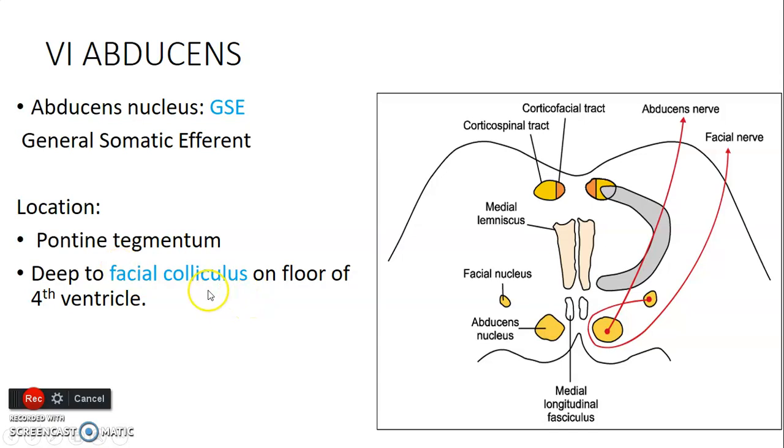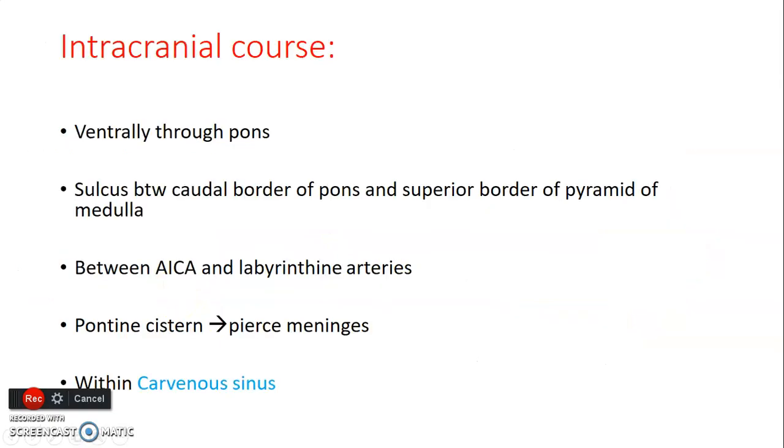What's the intracranial course of abducens? It goes ventrally through the pons, and the sulcus between the caudal border of the pons and the superior border of the pyramid. That's where you find it. It's located on the sulcus between the caudal border of pons and superior border of the pyramid of the medulla. And then after that, we see it between the anterior inferior cerebellar artery and the labyrinthine artery before you now see the abducens nerve going into the pontine cistern. Then it pierces the meninges. After that, it's located within the cavernous sinus. So that's the intracranial course of abducens nerve.